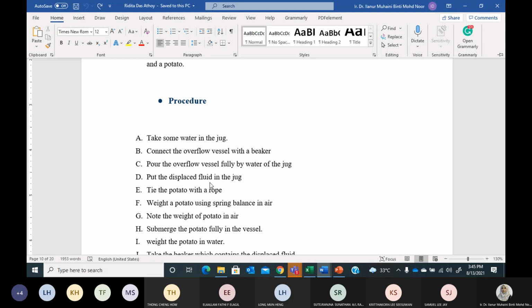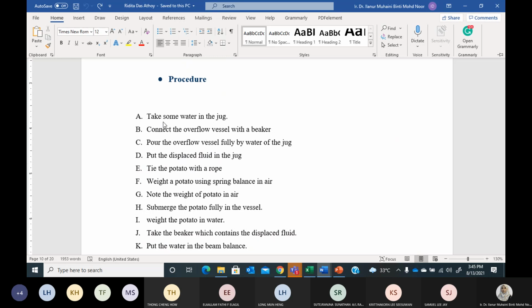All these must be passive voice. This one is all active voice. Pour the overflow vessel fully by water of the jug. Put the displaced fluid in the jug. Tie the potato with a rope.